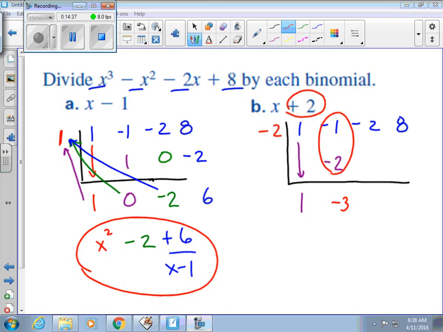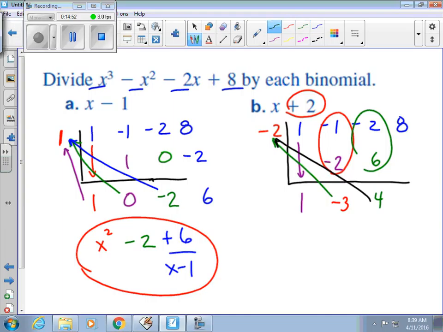And then you go back again. You continue to go back to what's outside the box. Negative times negative is going to give you a positive 6 here. When you combine those two, negative 2 and positive 6, you get positive 4. And then one more time, go outside the box, 4 times negative 2. You get negative 8 here. Notice we have 8 and negative 8. When you put those two together, you get 0 there.